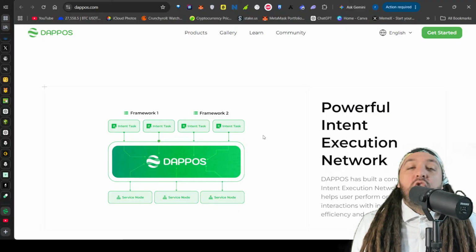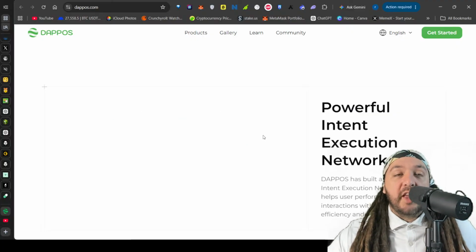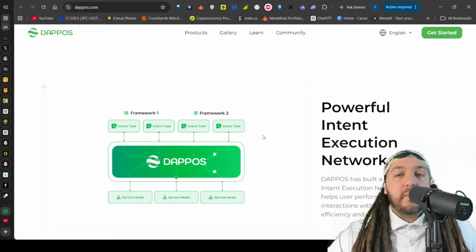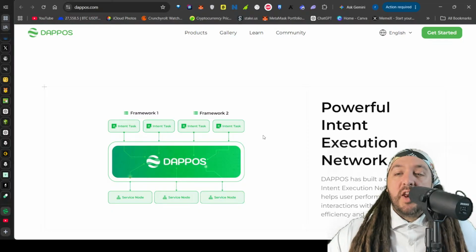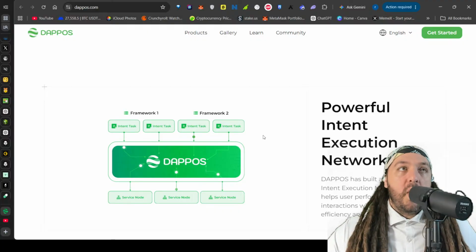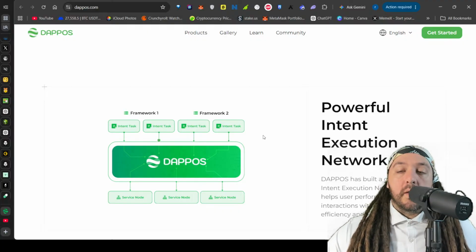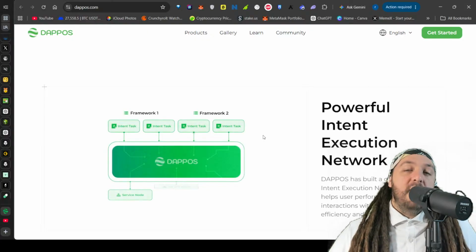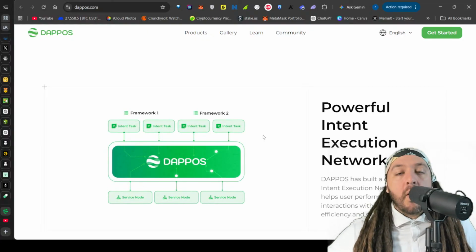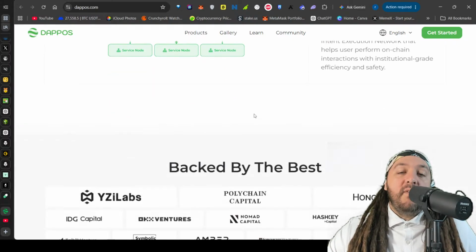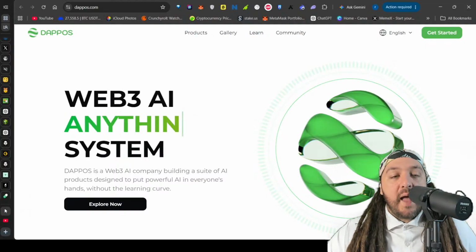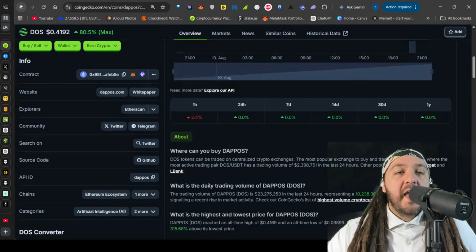Powerful intent execution network. Anytime you're dealing with these things, intention is a very good understanding to have. We've talked about intention a lot. An intention network, right? Intention-orientated infrastructure where I give you what I want and you figure out how to do it. Not my problem. That's the idea of intent. I give you an intention. You figure out how to make it happen. Very, very convenient for us humans to not have to worry about how it happens, to just say, hey, make it happen. And that is DOS.